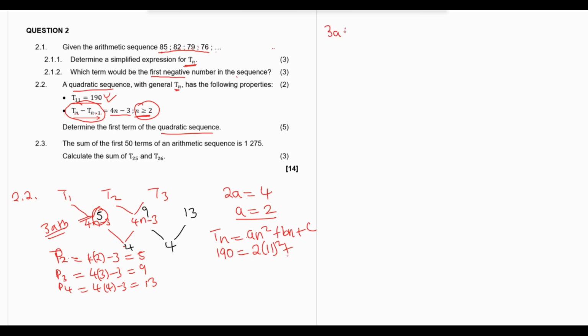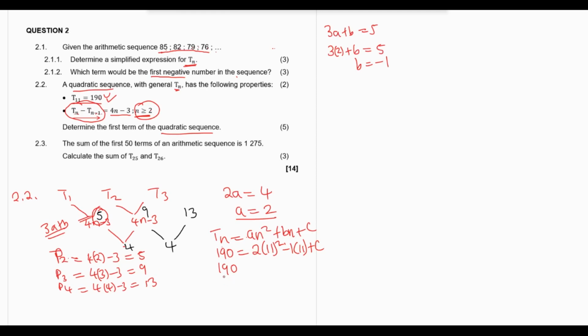So 3a plus b is equal to 5. And then our a is 2. So 3 times 2 plus b is equal to 5. Then b is equal to 5 minus 6, which is negative 1. So we need negative 1 here. So b is negative 1. And then n is 11, then plus c, right? And then we can solve for c here.